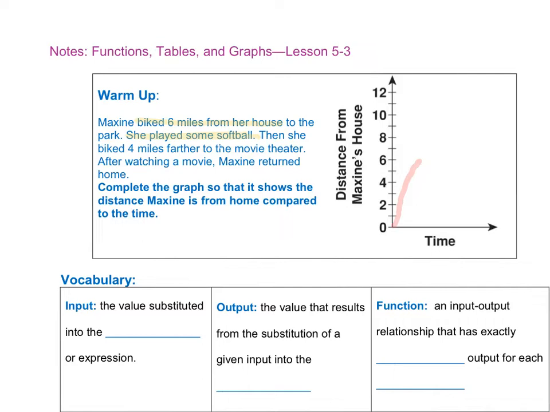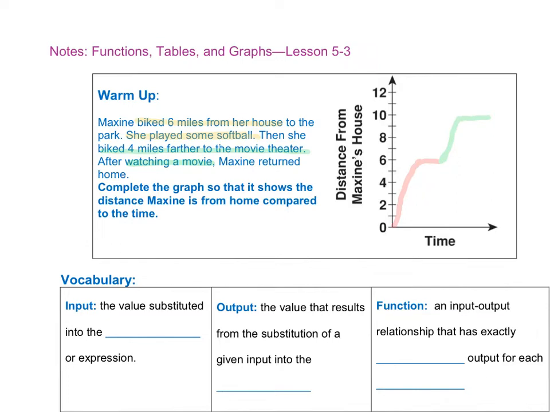She bikes. Biking's pretty fast, so I'm showing a pretty steep graph. When she was at the park, she played some softball, so I'm going to assume she was there for a while. Then it says she biked 4 miles further to the movie theater. So that part of the graph is going to show her going from 6 miles where the park is to 10 miles from home.